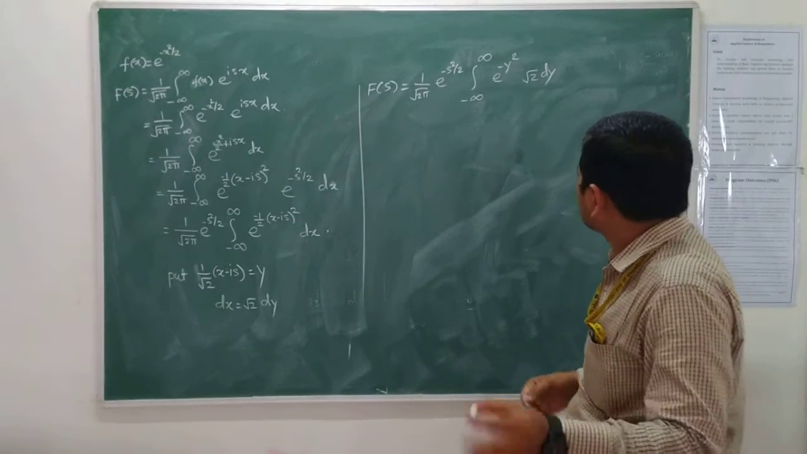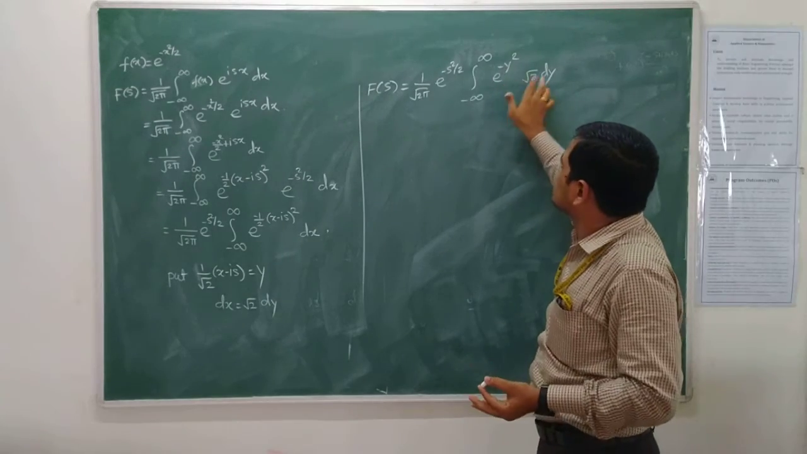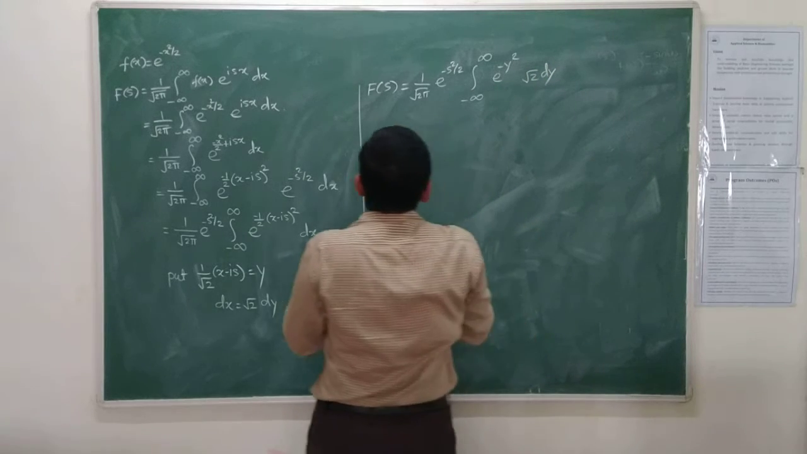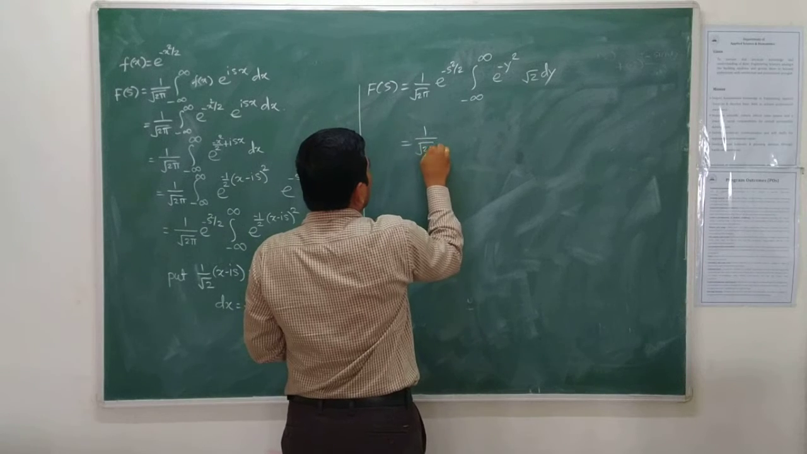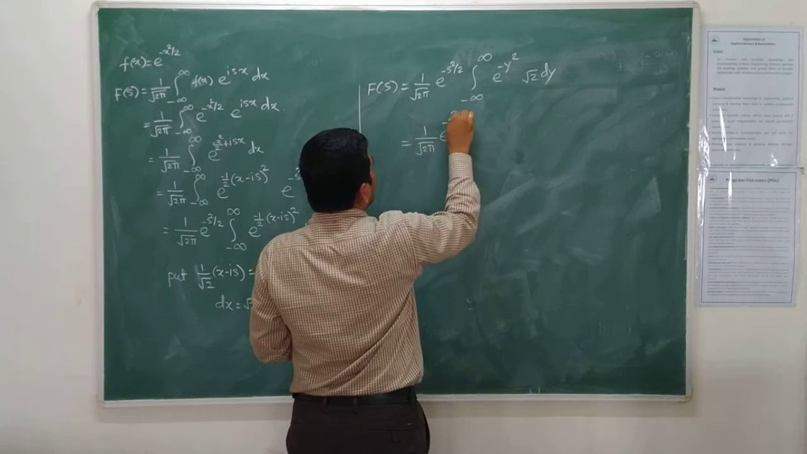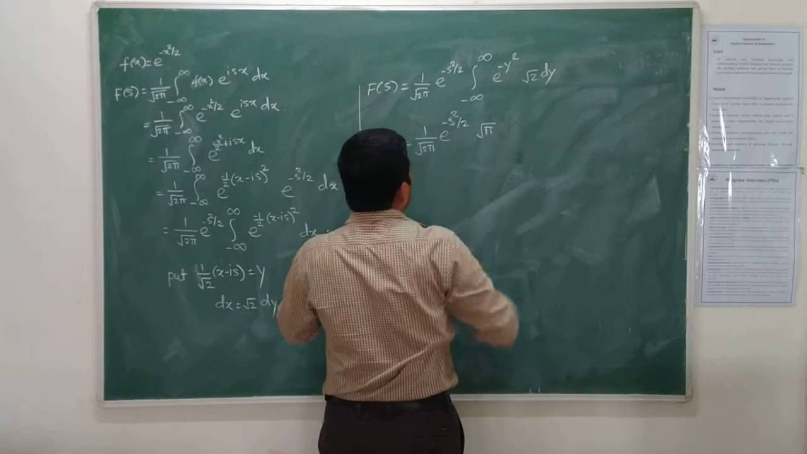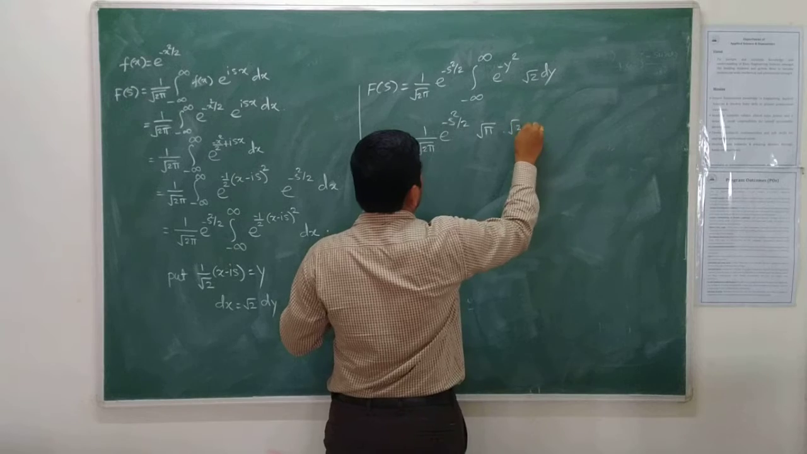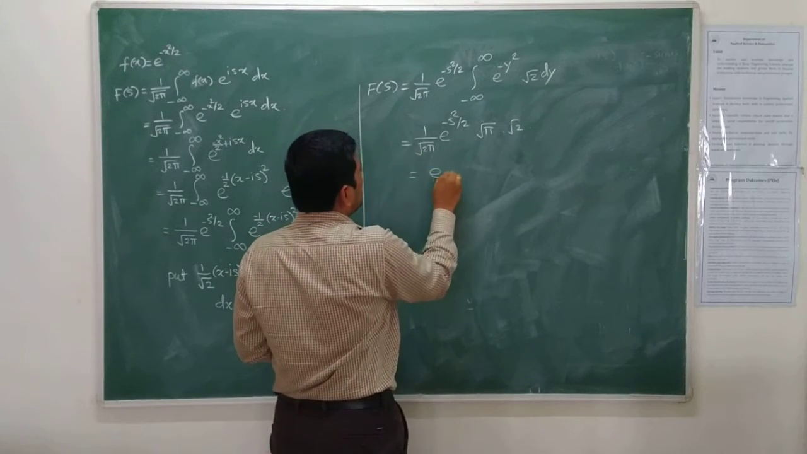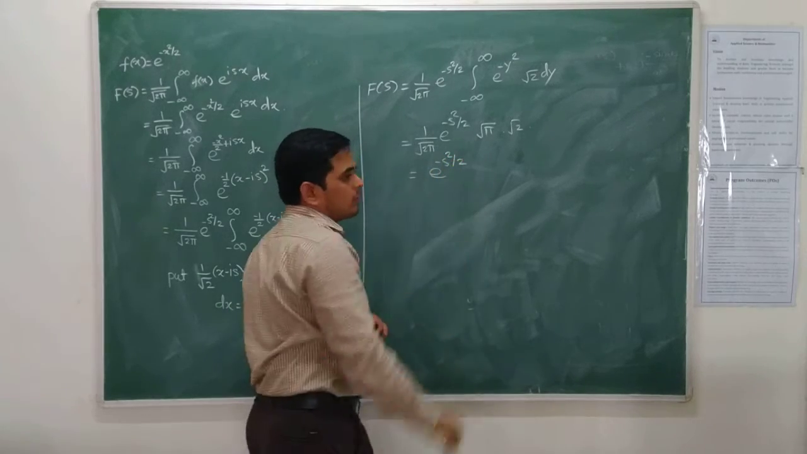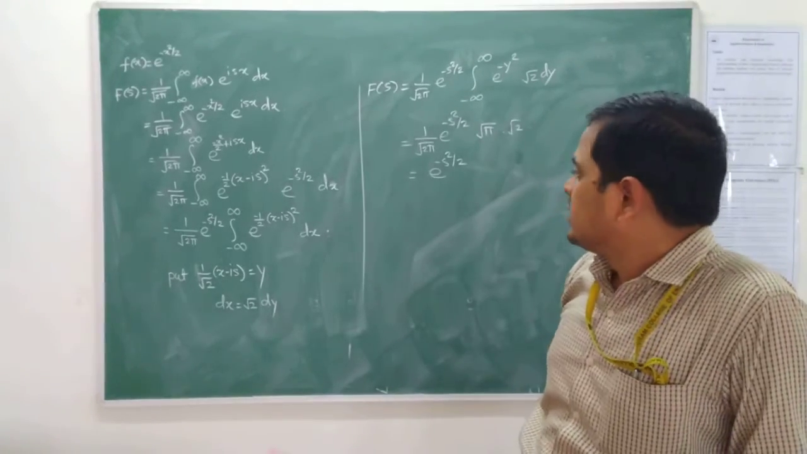Now, in semester 1 we have seen the concept of the gamma function. We can reduce this into a gamma function. Because of that, the value of this integral is a well-known result, so I will write the standard value directly, root pi. This root 2 will be taken outside. So root 2 will cancel, root pi will also get cancelled, leaving e raised to minus s square by 2. So the Fourier transform of e raised to minus x square by 2 is e raised to minus s square by 2.